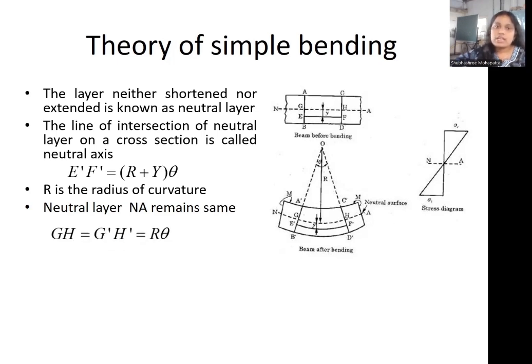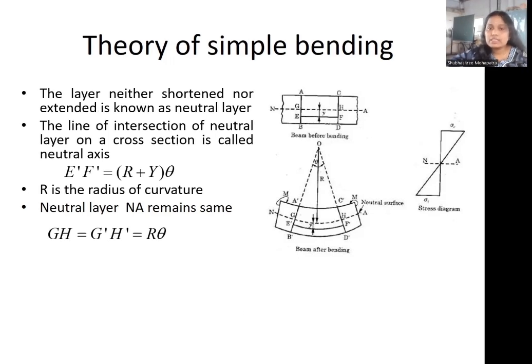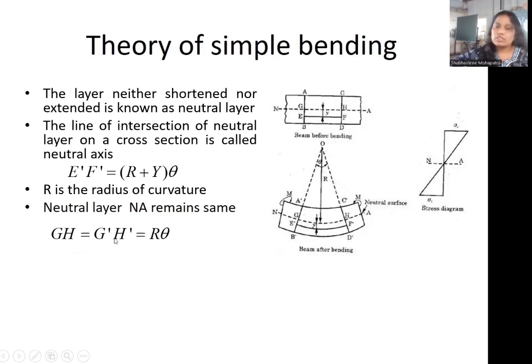At the neutral layer, NA remains the same. So the segment in the neutral layer, GH, will also remain the same. GH is equal to G dash H dash, which is the radius of curvature R times the angle of curvature theta. So GH is equal to G dash H dash, equal to R theta, because it is at the neutral layer. At the neutral layer, no tensile force is acting, no compressive force is acting.